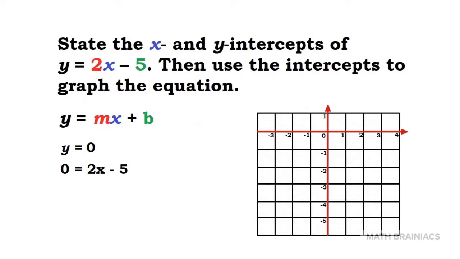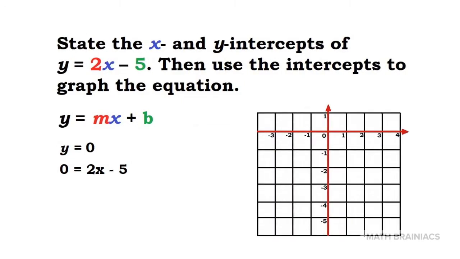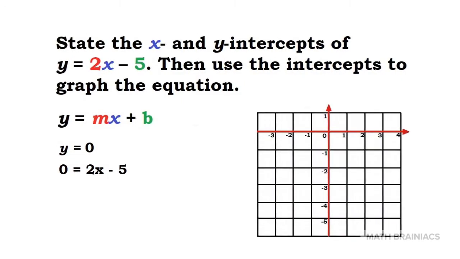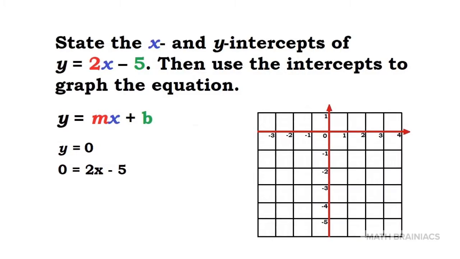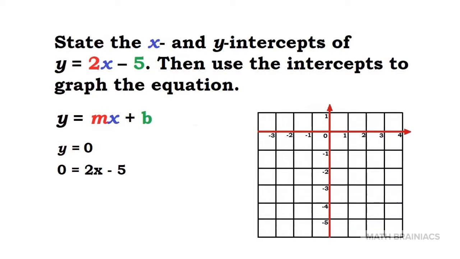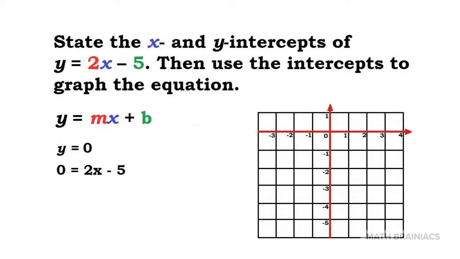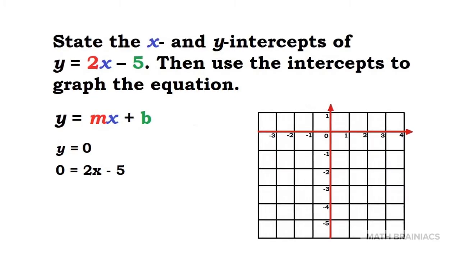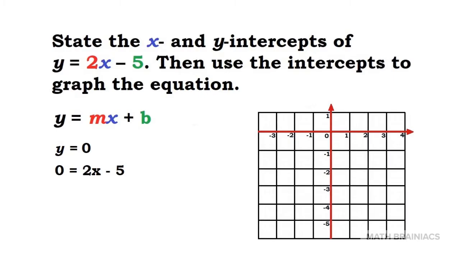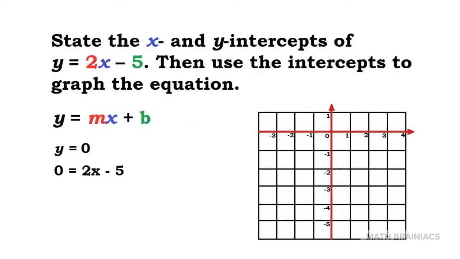Do you still remember the slope-intercept form? It is y = mx + b. Accordingly, in this example, y = 2x - 5. If we are going to set y to 0, it will give us 0 = 2x - 5.